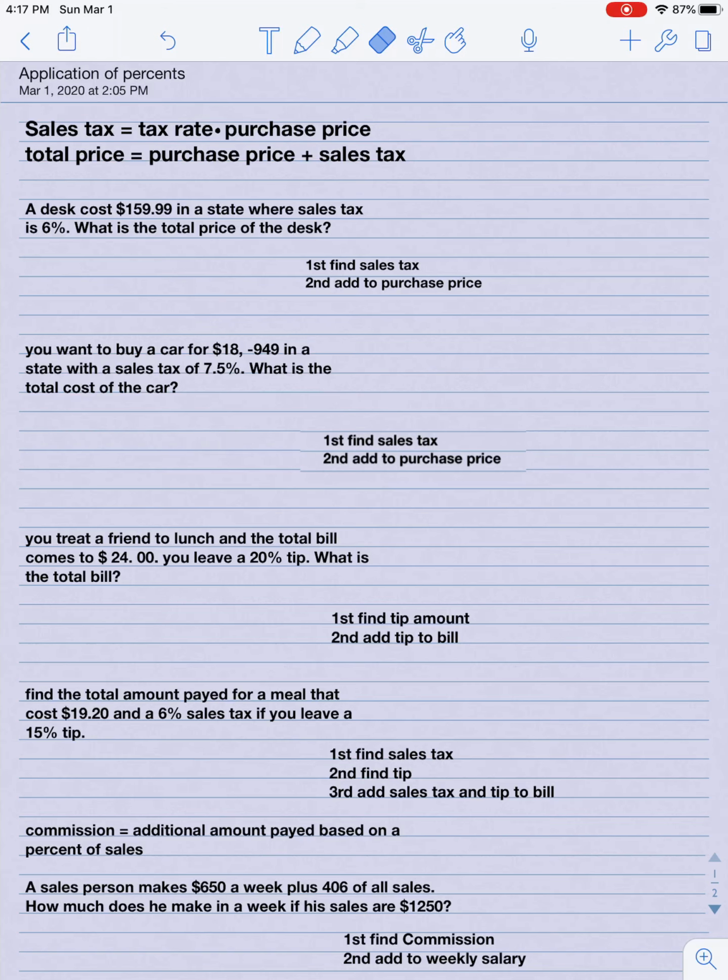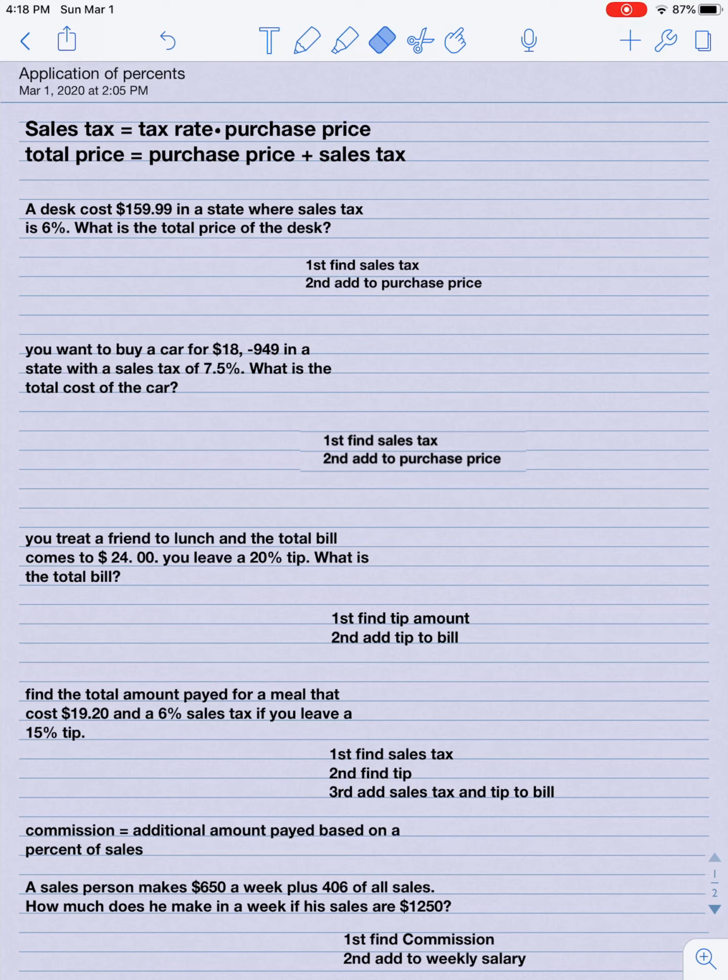All right, so now we're going to focus on application of percents. Three areas. The first one, sales tax. Montana is one of three states that doesn't have sales tax, so this might be foreign to some of you, but anywhere you go outside of Montana, most likely you're going to find a sales tax is added to your total price when you purchase something.